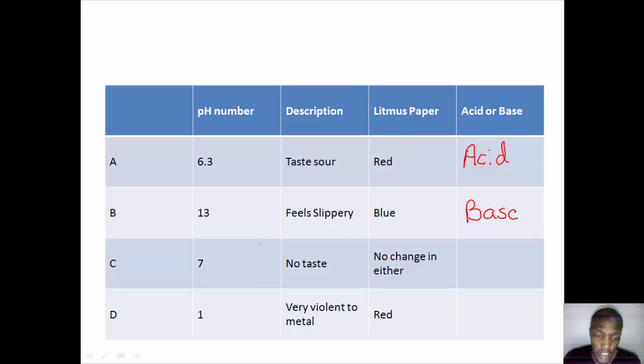Then let's look at C. C is neutral 7. It has no taste, and it doesn't really change the litmus paper either. So this one would be neutral. It's neither acid nor base. And then you have this one that says it has a pH of 1. It reacts very violently to metals, and it turns litmus paper red. These are all characteristics of an acid.